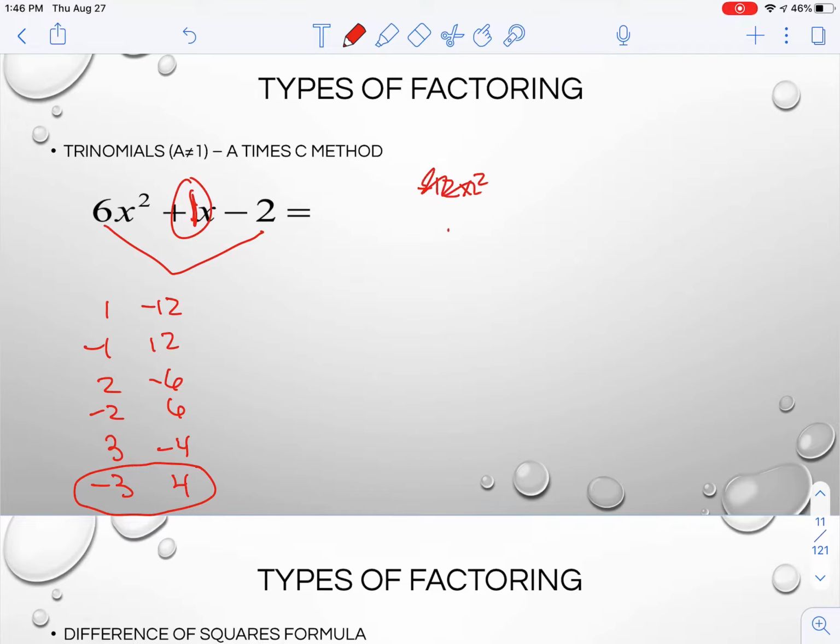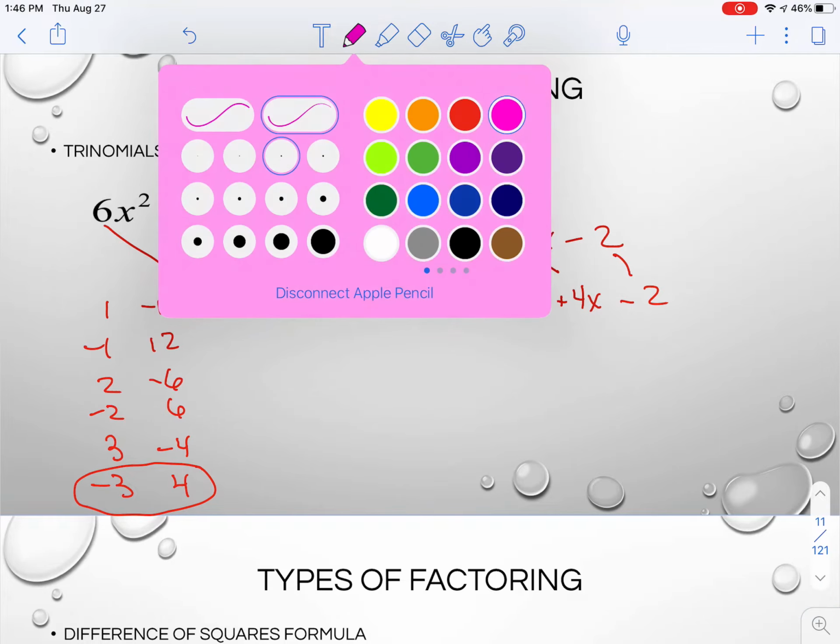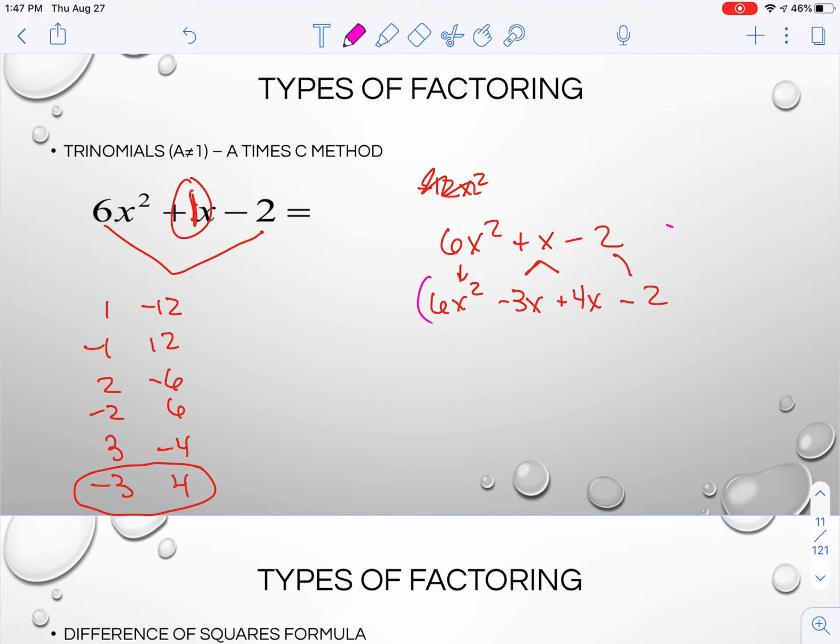So we have 6x squared plus x minus 2. This gets split into negative 3x and 4x. Okay, everything else comes down. And then you factor by grouping. What's a 6x squared and a negative 3x have in common? They both contain a 3x, which leaves a 2x minus 1.